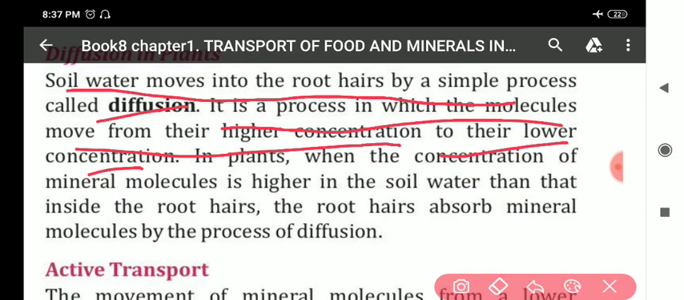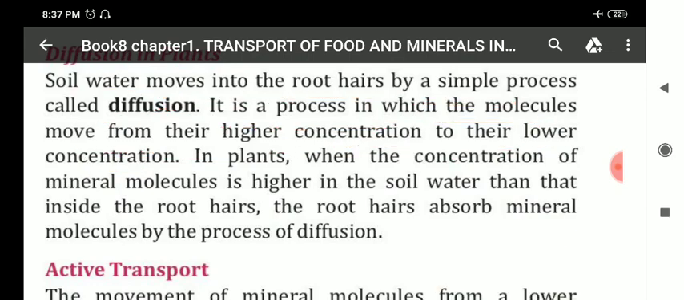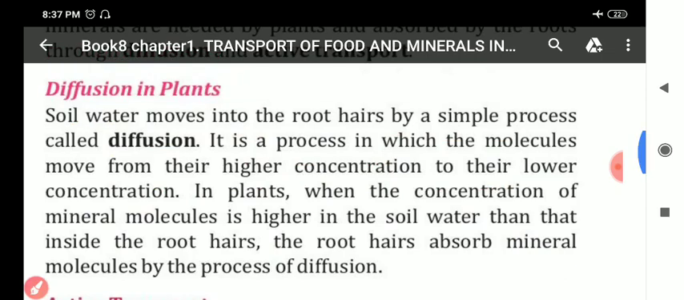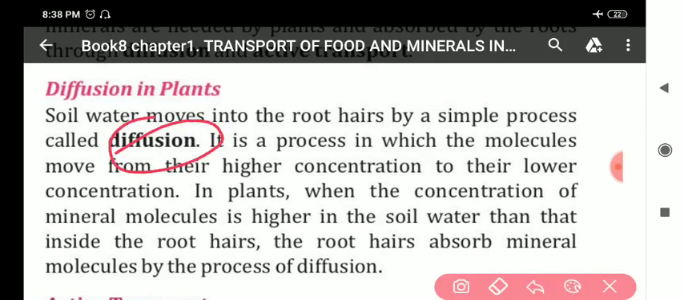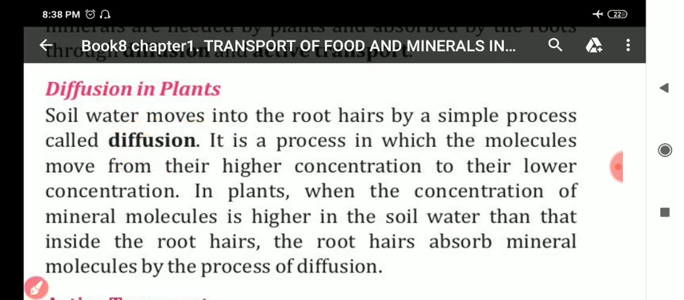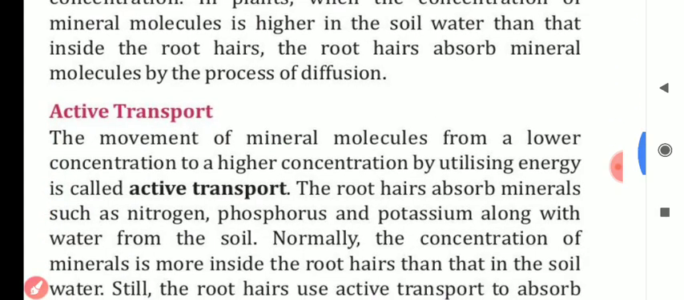So, my dear students, the only thing you have to understand from this whole paragraph is that with the help of diffusion, the minerals are absorbed by the plants. And you have to understand the definition which we have already understood in the previous discussion about diffusion. Clear all of you? Next, my dear students, we will see active transport.